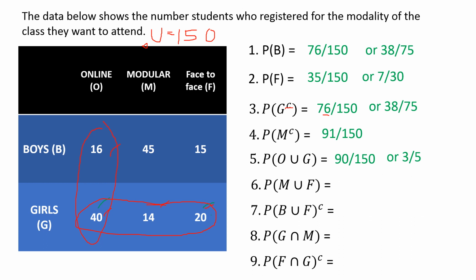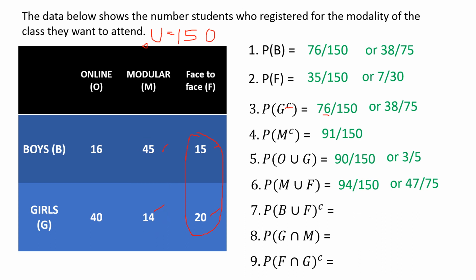Number 6, union again. We do have probability of M union F. Here we do have M, and we are to unite this to F. Again, union, we are to use all of the elements in frequency. So we do have 45 plus 15, that gives us 60, plus 20, 80, plus 14, 94. So we do have 94 over 150, or further simplified as 47 over 75.